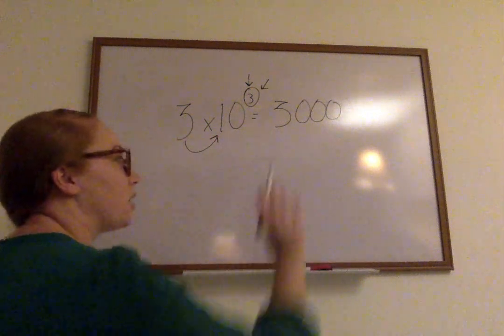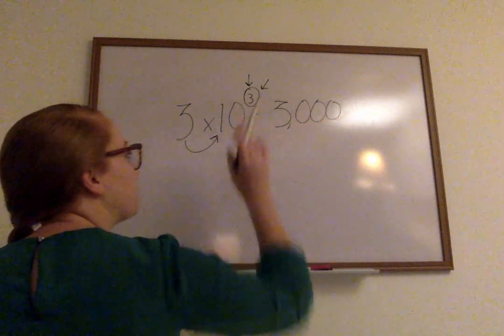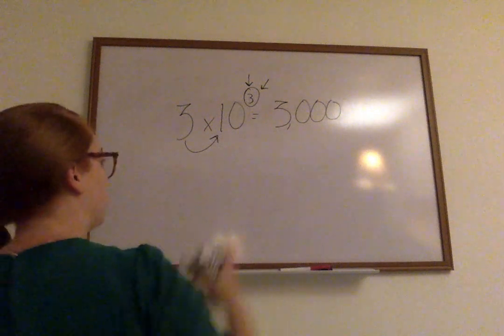I need my comma. Start from the back. 1, 2, 3, comma, 1. Stop here. Only gets 1 comma. The answer is 3,000.